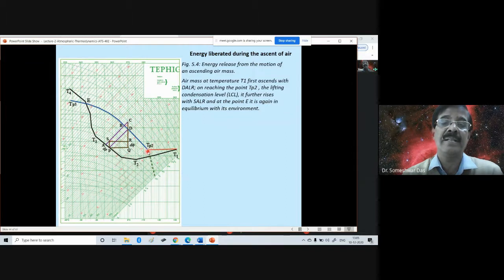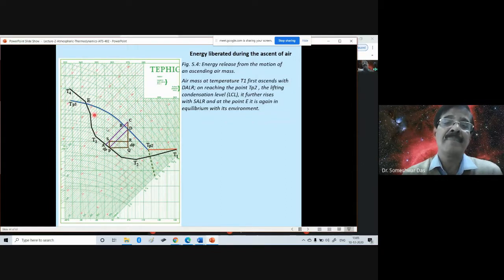Air has got saturated. So from there onwards, it will lose the temperature at the rate of saturated adiabatic lapse rate. And that means following this curve, it will follow this curve. Okay. This is the saturated adiabatic lapse rate. Okay, it will lose the temperature at this rate.